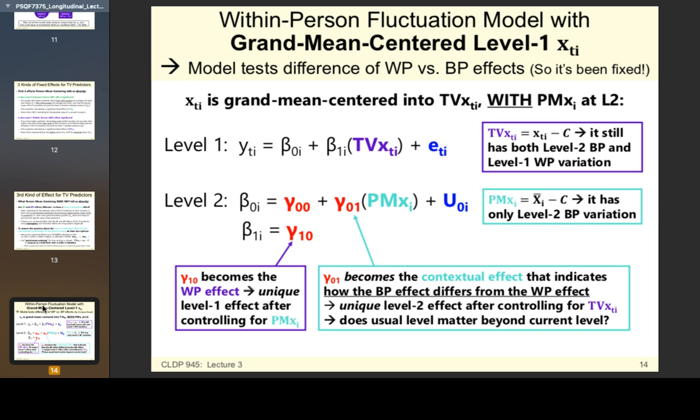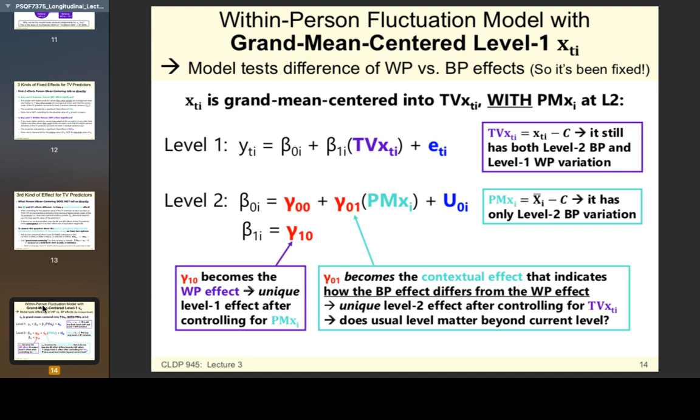So if you think back to the idea of unique effects in regression, right? If you put two predictors in the model at the same time, each one is controlling for the other, so its effect is going to be different than if they were by themselves. So think about what is unique about each of these predictors. Time varying X has level 2 and level 1. Person mean has level 2. So what's unique here? Level 1.